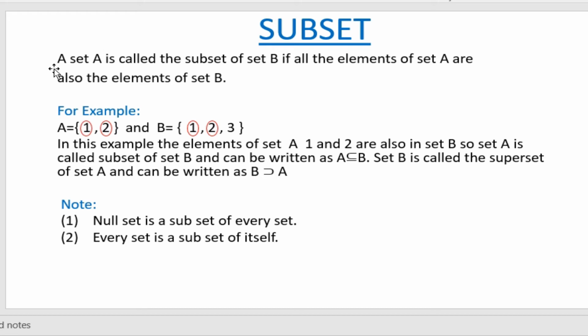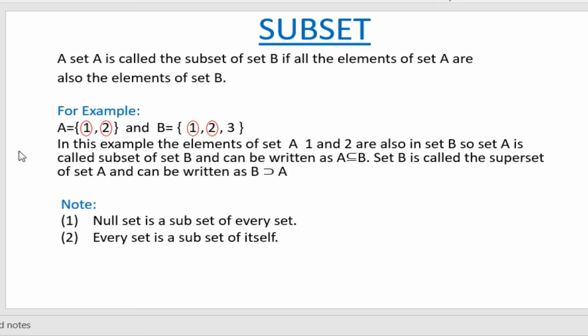Subset: a set A is called the subset of set B if all the elements of set A are also the elements of set B. We can take the example: set A contains elements 1 and 2, and set B contains elements 1, 2 and 3.